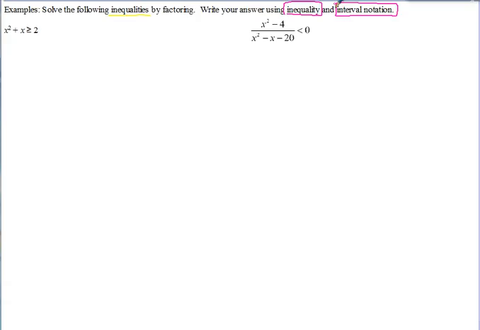So let's start with this one. It starts off similarly in that you need one side of the inequality to be 0, just like the equation. So here we're going to subtract 2 first of all.